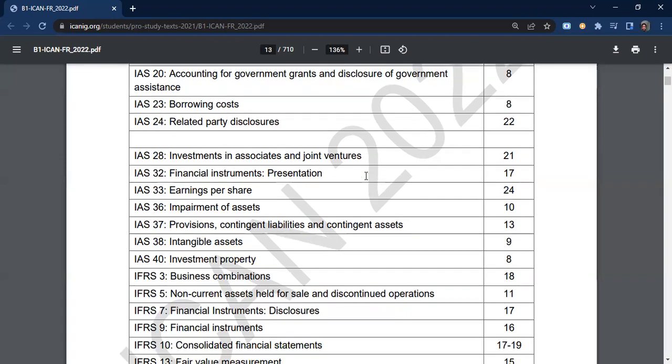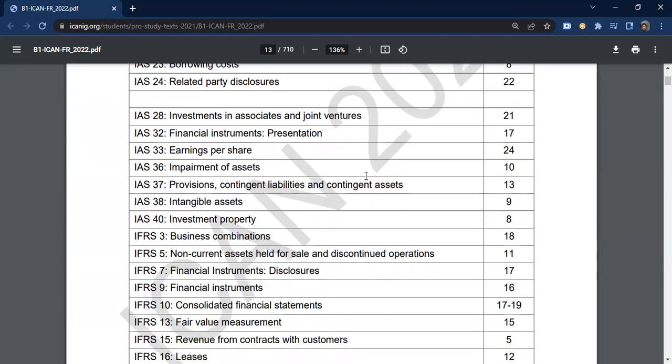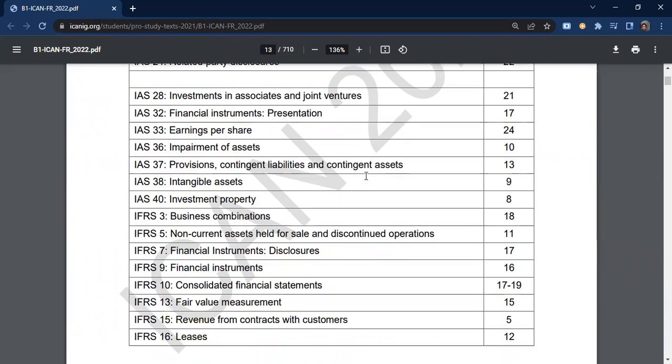We'll also be talking about IAS 28. IAS 28 deals with investment in associates and joint ventures, and I will be explaining that in the group aspect. We'll also be talking about IAS 32, IFRS 7, and IFRS 9, because they are all about financial instruments. We'll be talking about financial instruments. It's a very complex topic.